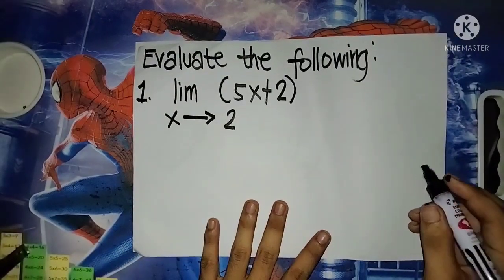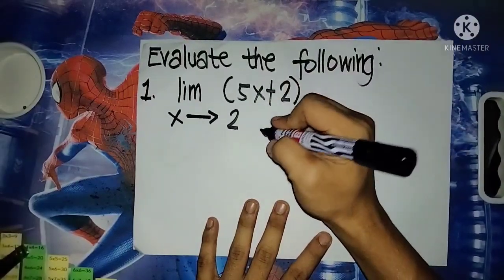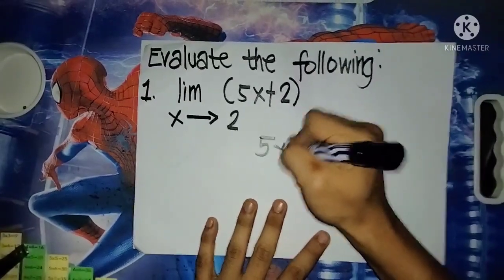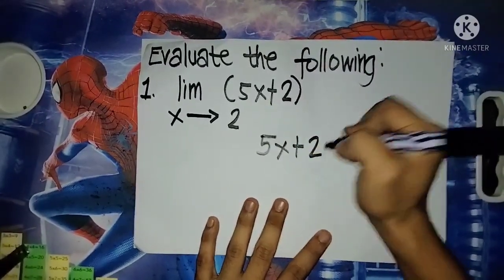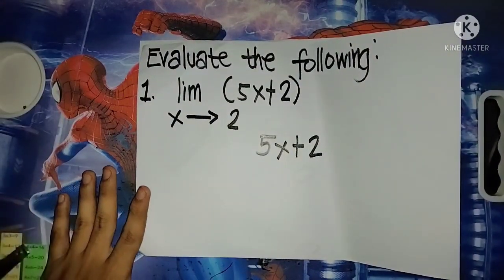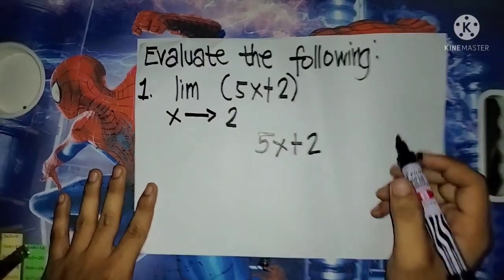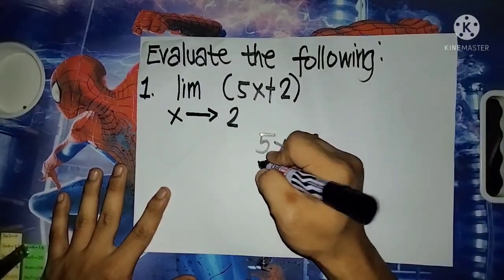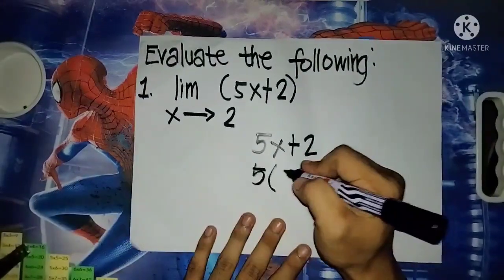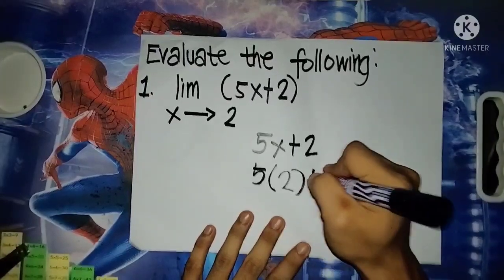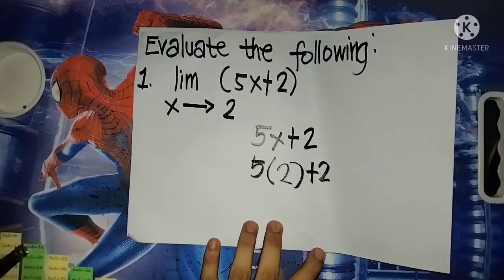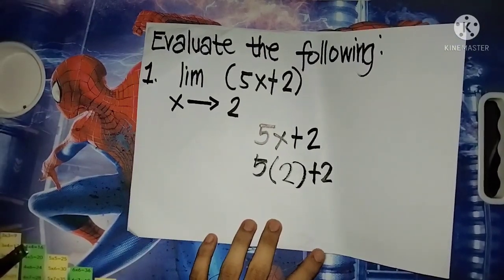So let's put the given, 5x plus 2. What we are going to do is a direct substitution. So we have 5, where x is 2, plus 2. We are going to simplify the expression.